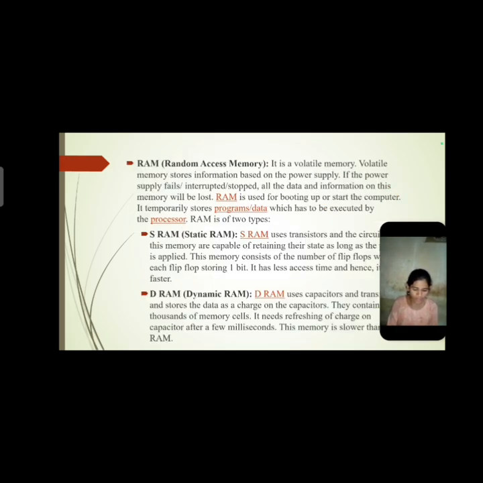Random access memory is a volatile memory. Volatile memory stores information based on the power supply. If the power supply fails, then all the data and information in this memory will be lost. RAM is used for booting up and starting the computer. It temporarily stores programs and data which have to be executed by the processor. RAM is of two types: static RAM and dynamic RAM.